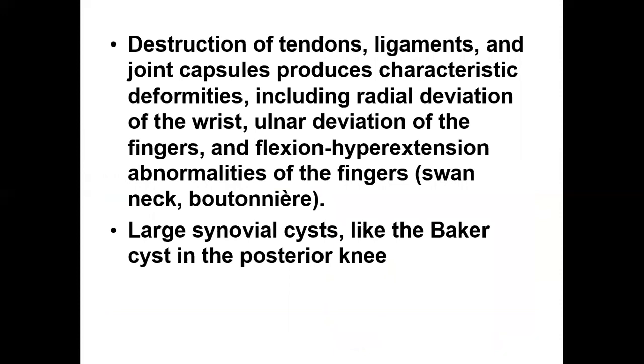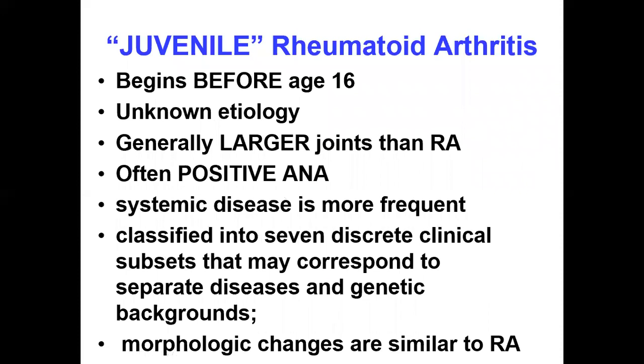Destruction of tendons, ligaments, and joint capsules produces characteristic deformities like radial deviation of the wrist, deviation of the fingers, then flexion and hyperextension abnormalities of the fingers, which are called swan neck. And then a large synovial cyst may be found, like Baker's cyst in the posterior knee. So that is about rheumatoid arthritis.